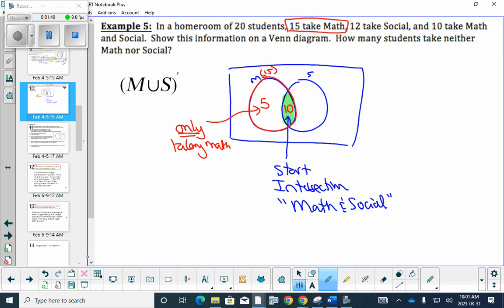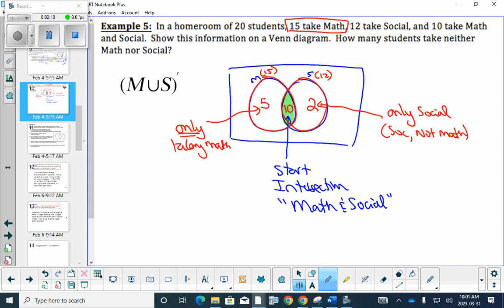Okay, good. So how many are taking social? 12. Well, you've already got the 10 written there. So how many are only taking social? 2. So everything in that circle has to equal 12. Everything in the other circle has to equal 15. So again, this represents the kids that are only taking social. Or in other words, social, not math.